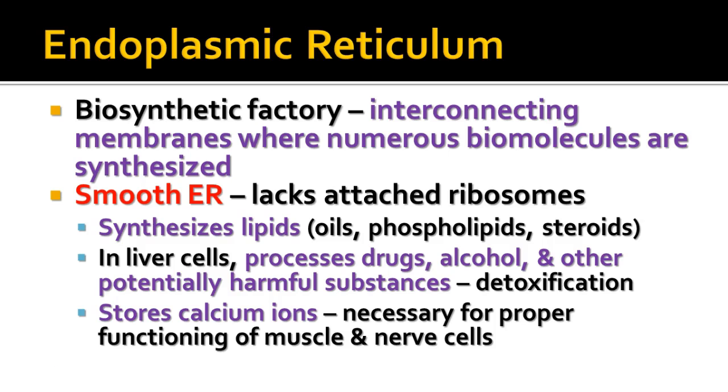The smooth ER, endoplasmic reticulum, if we abbreviate it ER, doesn't have any ribosomes attached to it. It is involved in making lipids, specifically phospholipids for membranes and steroids for various hormones and other molecules that are needed. In the liver, the smooth ER helps detoxify harmful substances like drugs and alcohol. It also is involved in storing calcium ions that are necessary for nerve and muscle cells to work properly.